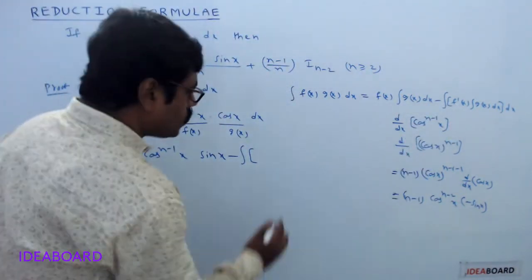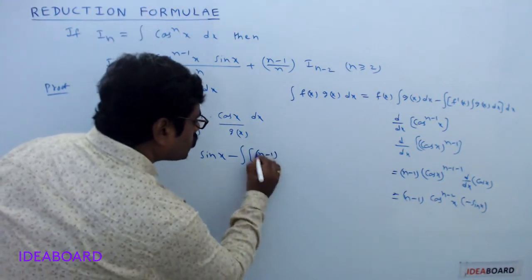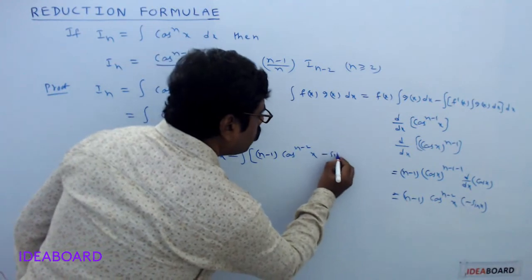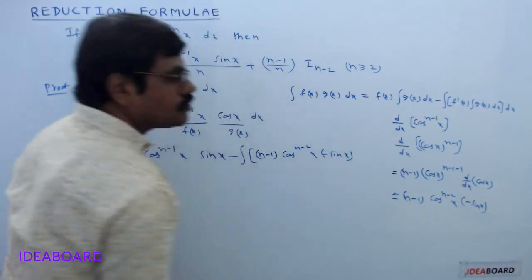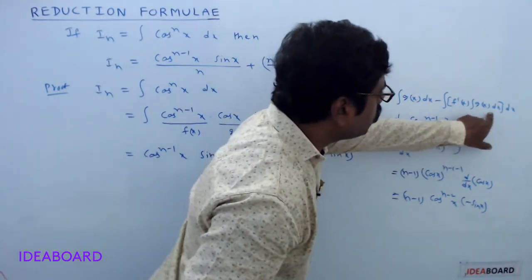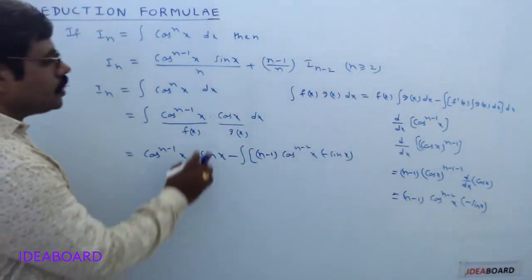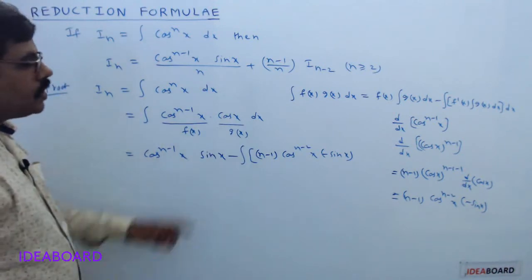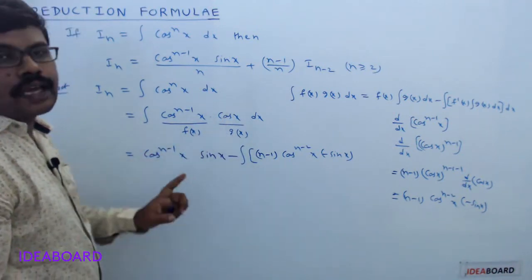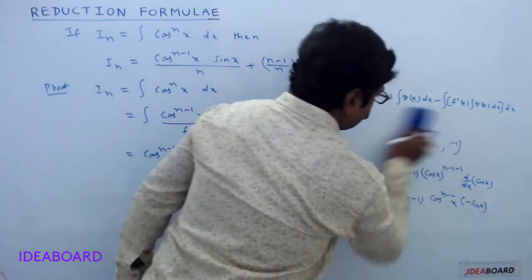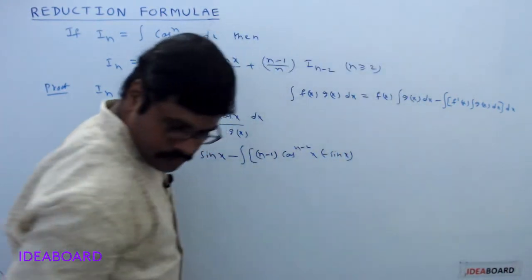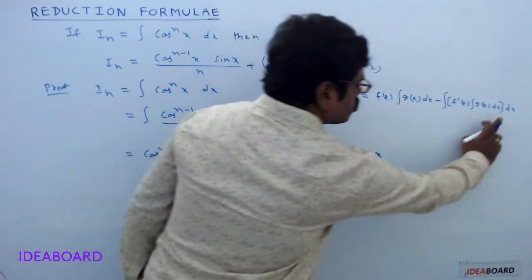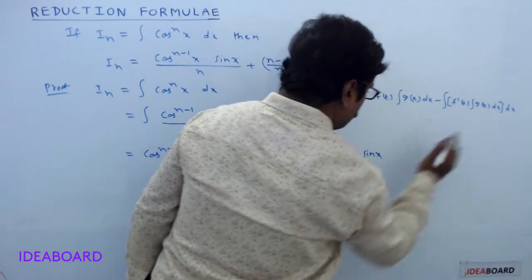So write down the value of f dash of x. What is the value of f dash of x? n minus 1 into cos power n minus 2 x into minus sin x. And integral g of x dx, that is integral cos x dx. Integral cos x dx is sin x. So integral cos x dx is sin x.